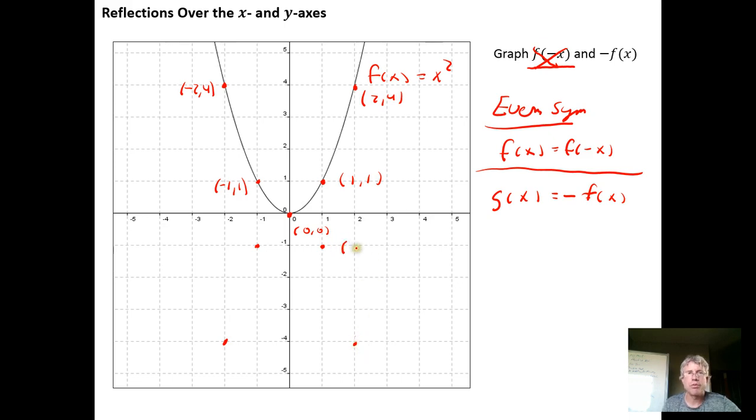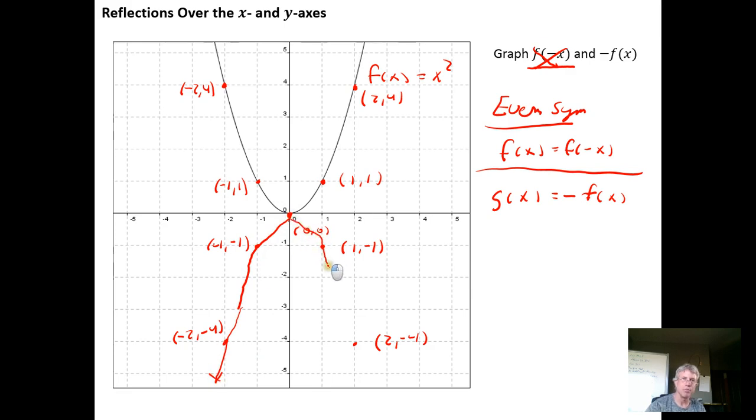And in general, I think I expect people to label the points. This is going to be 2, negative 4. This is going to be negative 1, and this is negative 2, negative 4. And again, like before, we try to draw the smooth curve, picking those points up. And this is why I like GeoGebra, because my artistic skills really leave a lot to be desired. Supposed to be a parabola opening downwards. Oh well, better luck next time.